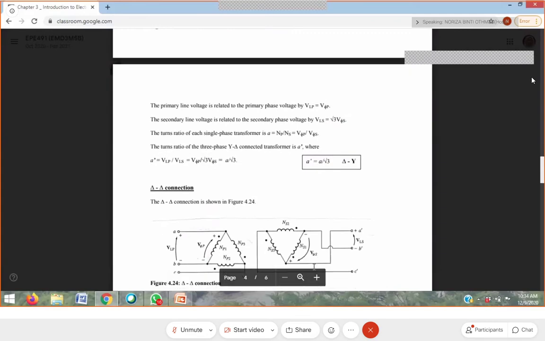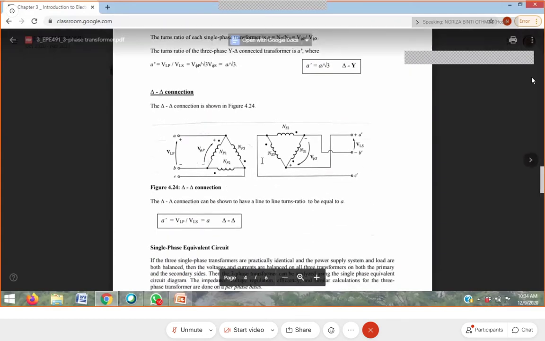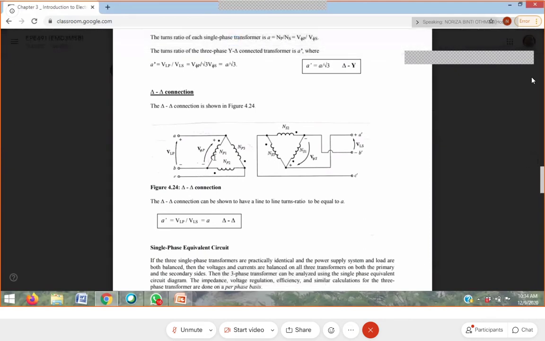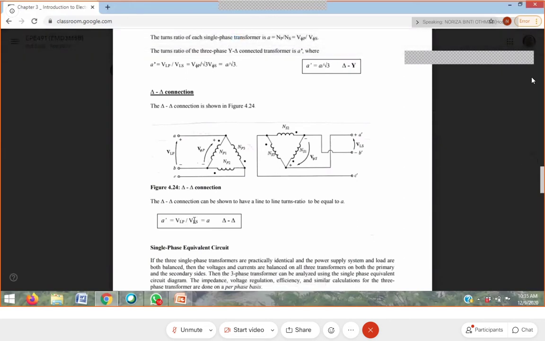And the last one is delta delta. Senang je lah. V line untuk P is equal to V phase P, and then V line untuk S equal to V phase S. Okay, dua-dua sama. So you buat je V line P over V line S, it is equal to A. So the turn ratio dia.